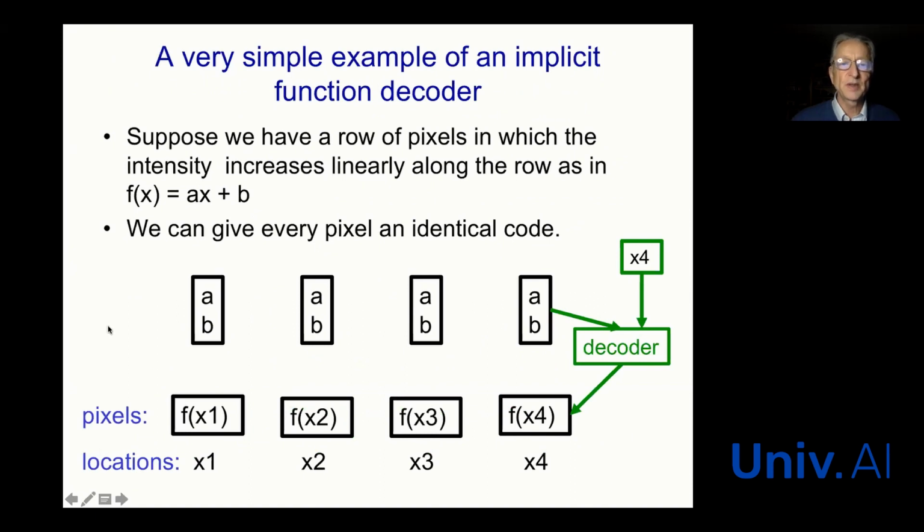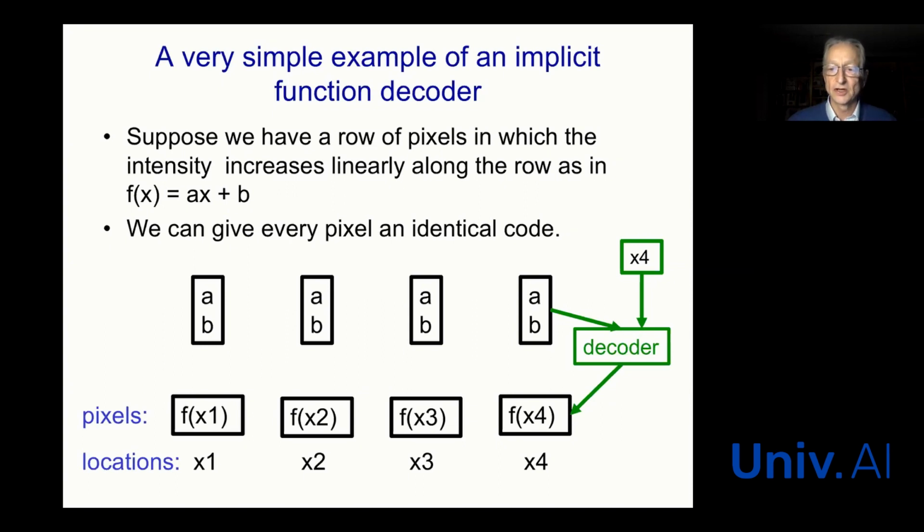So here's a very simple example of a neural field or implicit function, just to give you the basic idea. I'm going to use very simple locations here, where each location is just a pixel. Let's suppose we have 4 pixels. The way these pixels work is that the intensity of a pixel changes linearly as you go across the image. So the intensity of pixel X is given by AX plus B, where A and B are constants.